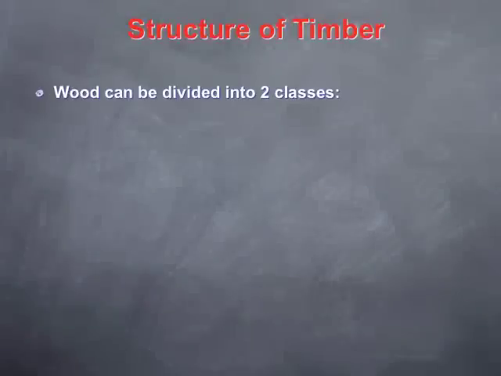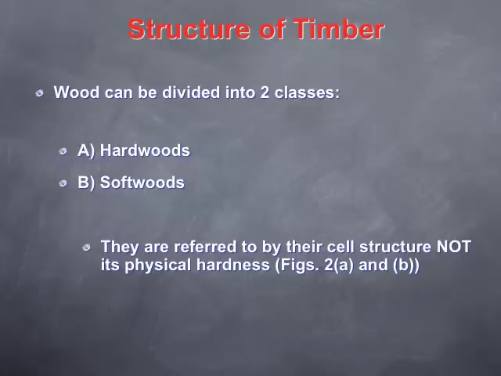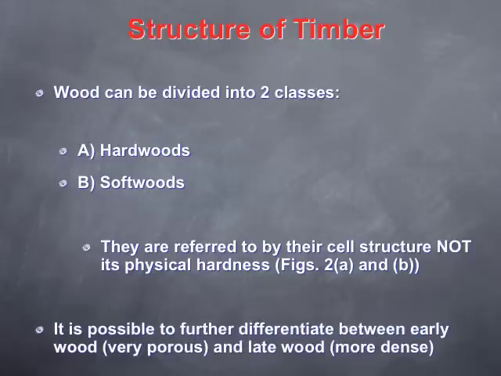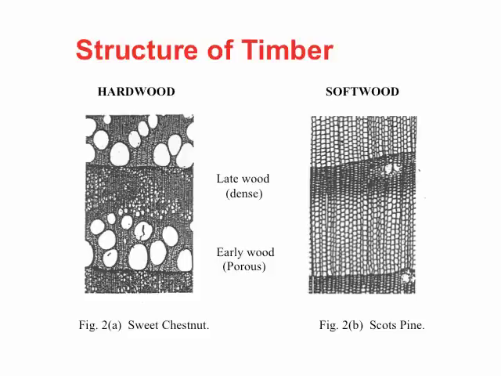Let's talk about the structure of timber. Wood can be divided into two classes, hardwoods and softwoods. They're referred to by their cell structure, not its physical hardness. Now, it's possible to further differentiate between early wood, which is very porous, and late wood, which is more dense. So a bit more about the structure of timber. Here we can see late wood is dense on the right hand side, and early wood is very porous on the left.